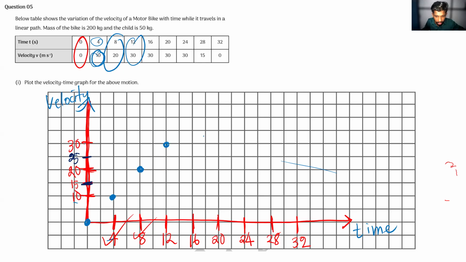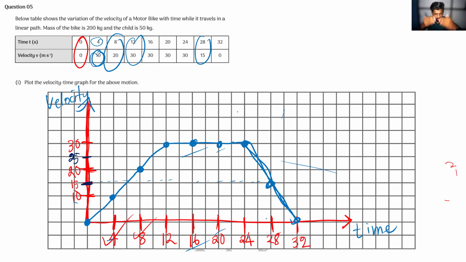Then 16, comma 30. 20, comma 30. 24, comma 30. Here 24, here 30. Here 20, here 30. Here 16, here 30. 28, that is 15, you know, 15 here. And 32, 0. Now we'll connect. It must be a straight line, but I cannot draw like that. So I hope you got the idea. This is the way to draw the graph.